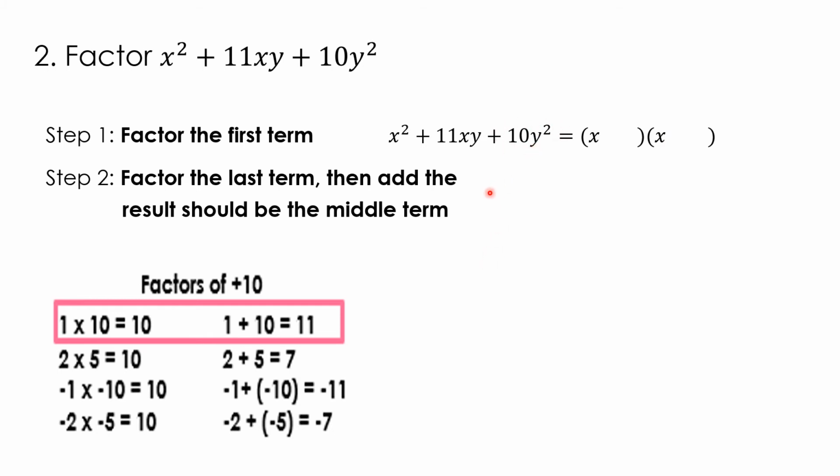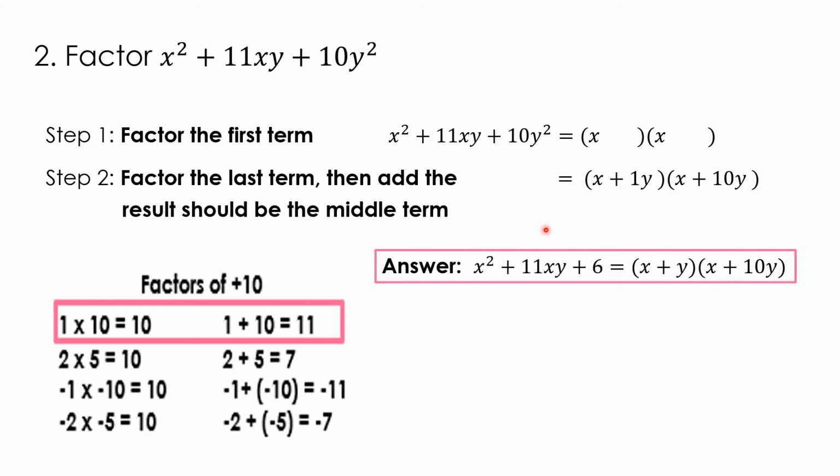And take note that if you add these two factors, the result should be the middle term. So our middle term here is 11. So what numbers, or what factors, if we add them, the result is 11? So we have 1 plus 10, we have now 11. So therefore, we are going to use the factors 1 and positive 10. So we write it in our formula.